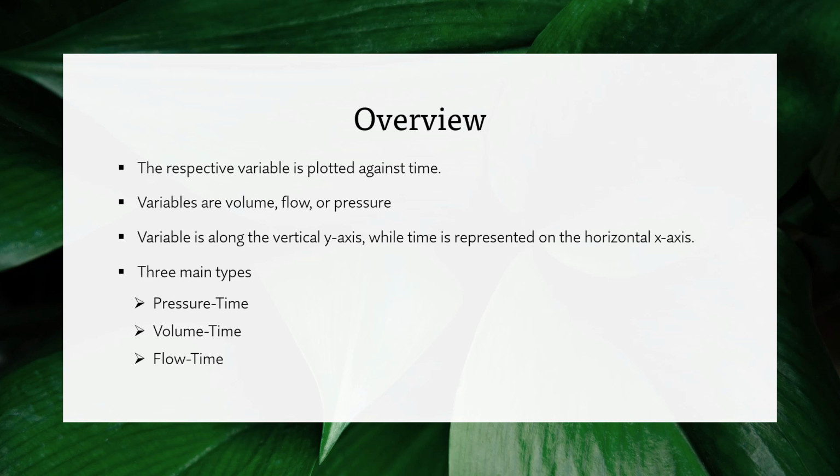As we learned in my previous video, in scalar waveforms, one variable is plotted against time. There are three different variables which are plotted against time, and that is flow, pressure and volume. While time is always on the x-axis, another variable is on the y-axis. It makes three different types of scalar waveforms: pressure time, volume time and flow time.